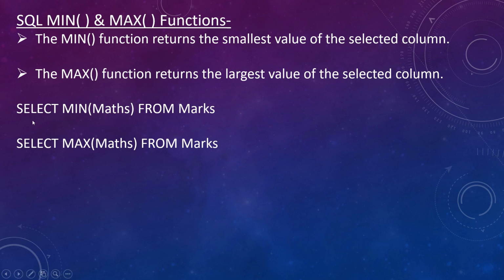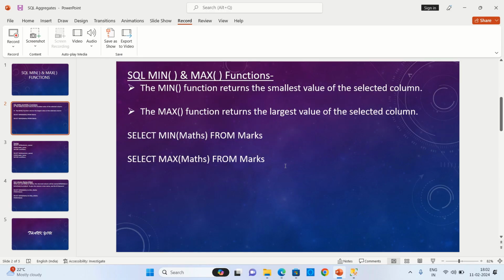So this is how I will write the query. Select min. Min is a function, and inside bracket I will specify the column from which I want minimum marks, and then from, and then table name. Similarly, I will write for maximum value, select max, then inside bracket maths, from marks. So this is how we write SQL query, and let's try to understand from SQL Management Studio now.